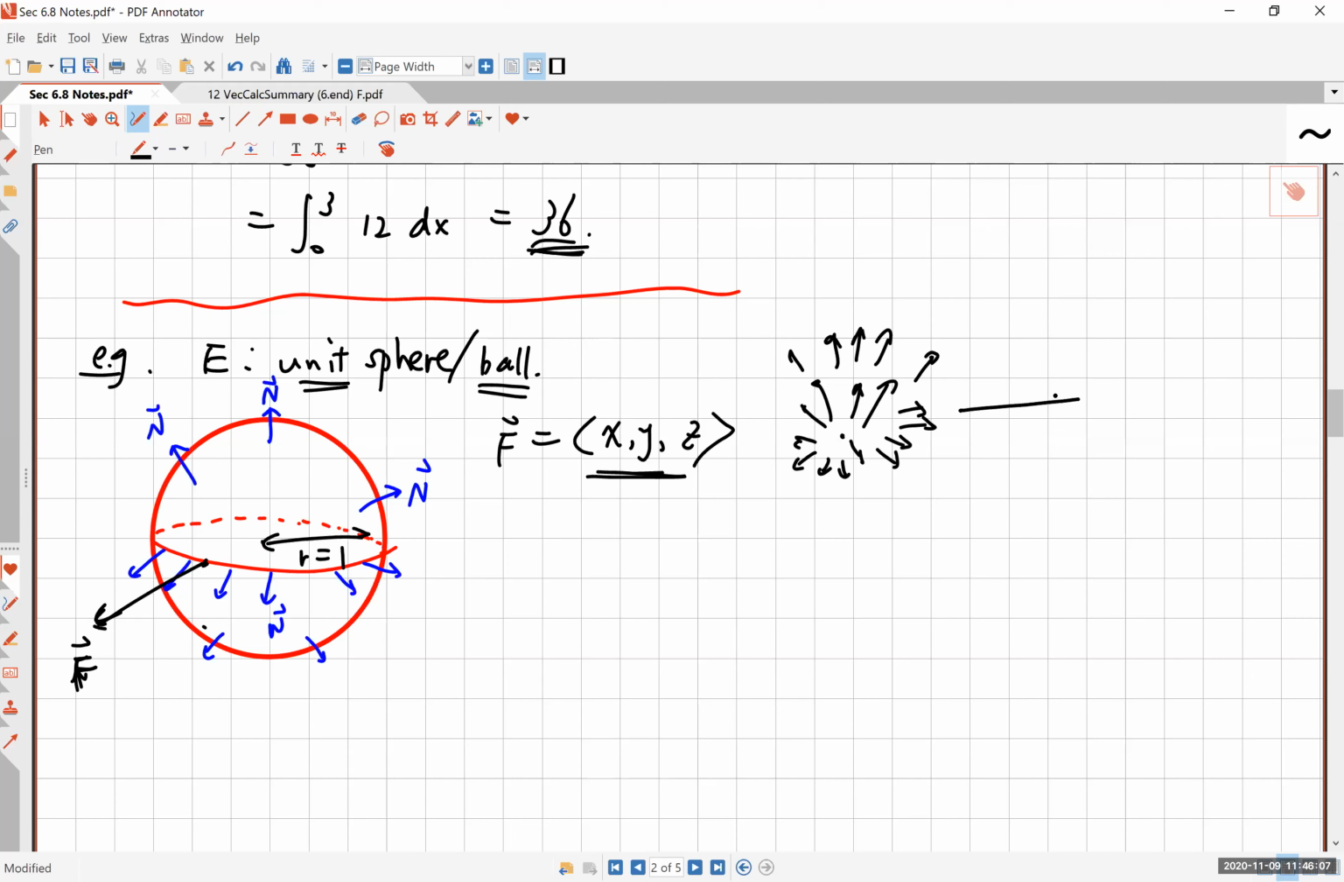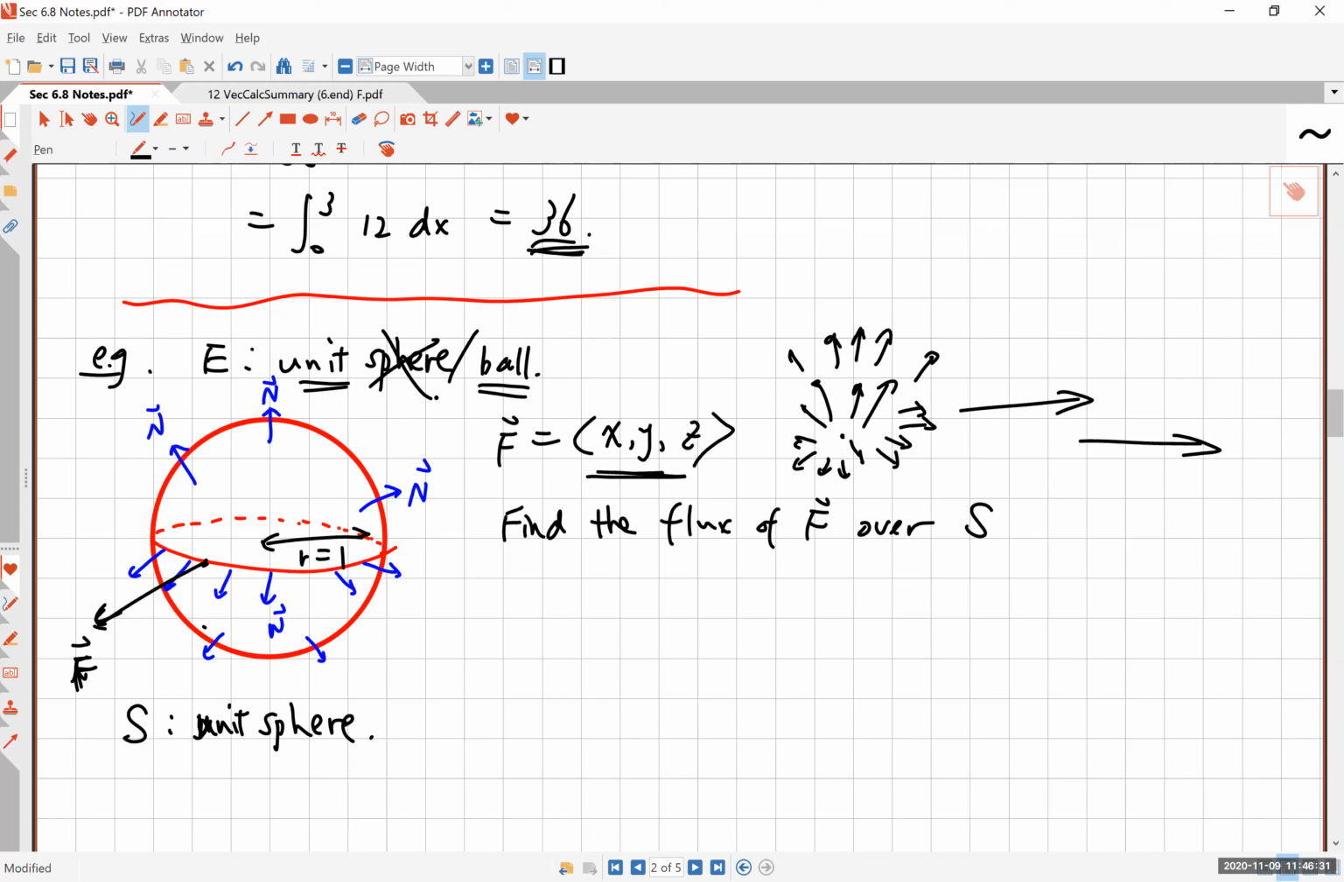And of course, the vector gets longer as you go farther and farther away, right? So this is the kind of vector field we are talking about. Find the flux of F over the surface S. And surface S is, of course, the unit sphere. Okay, so E is a solid unit ball and S is its boundary, which is a unit sphere.